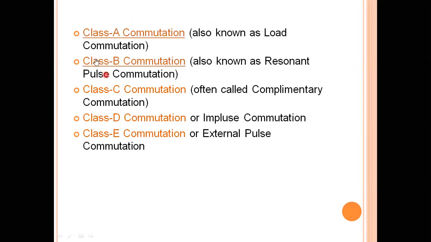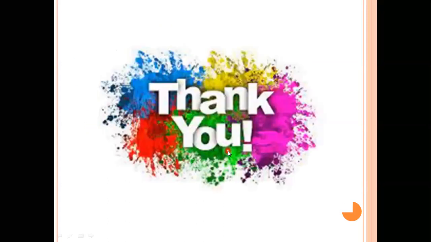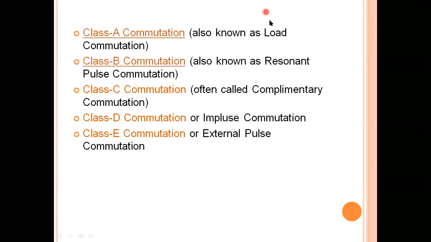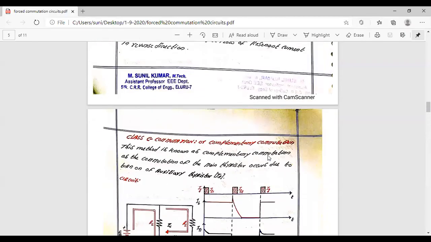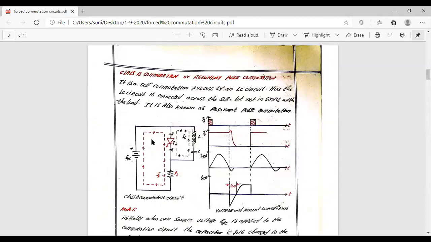Okay. So in the last session, we have seen class A, class B, and class C commutation, isn't it? Whenever you consider these commutation circuits, the main power circuit is the same, provided with a DC voltage. To this, additionally, the commutating elements are connected. In all these, the commutating elements are connected. Okay. So we are going to consider these by the commutation circuits and the waveforms.